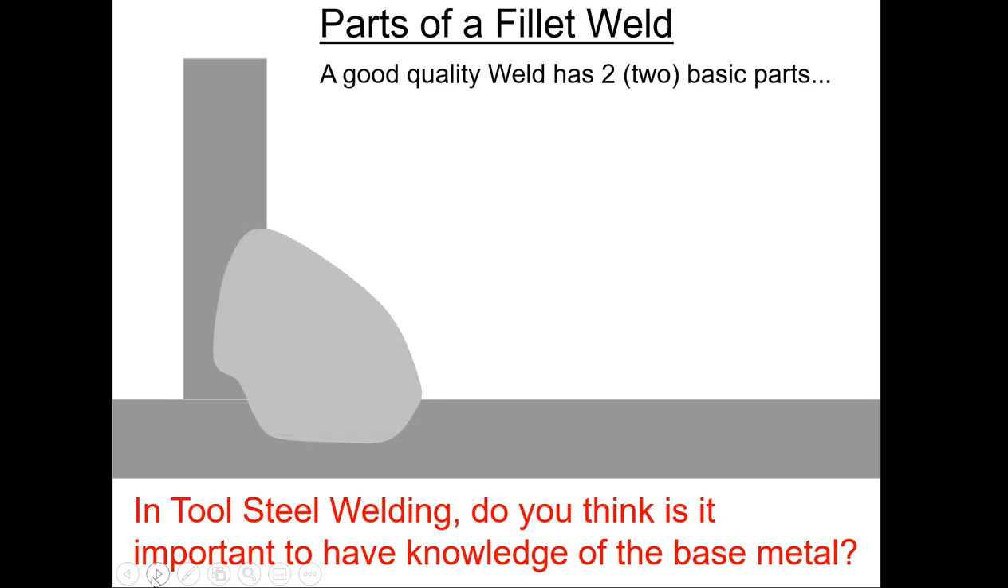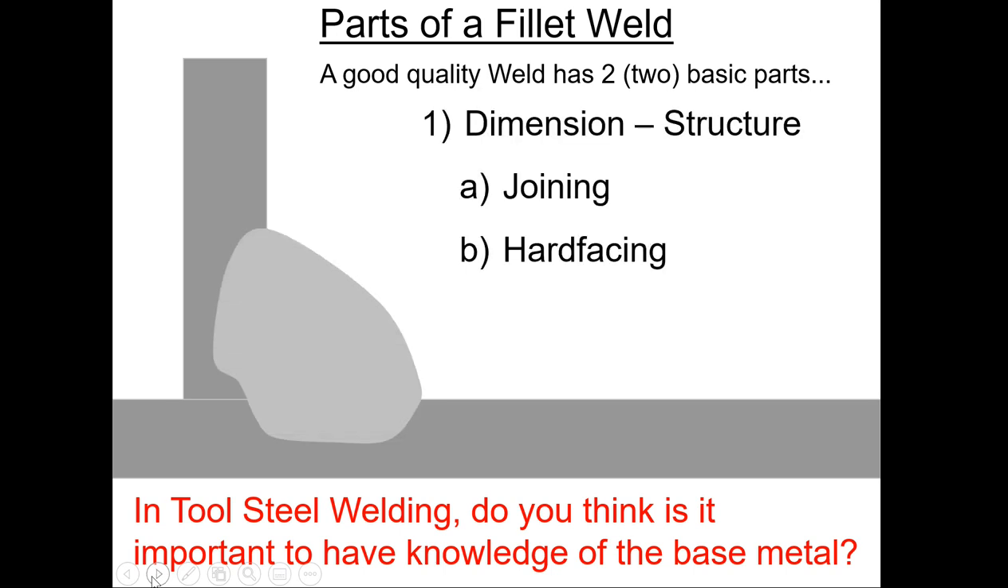So first off, we have two basic parts to a weld. We have one which is dimension and structure. How big is the weld? And with tool steel, we have a new challenge. Are we going to be joining, or are we going to be hard facing? If we're joining, we're using a completely different alloy and different material than if we're hard facing, where our goal is to make the surface as hard as we can because we have tool steel, working steel. This is steel that's so hard that it could actually start working with steel.